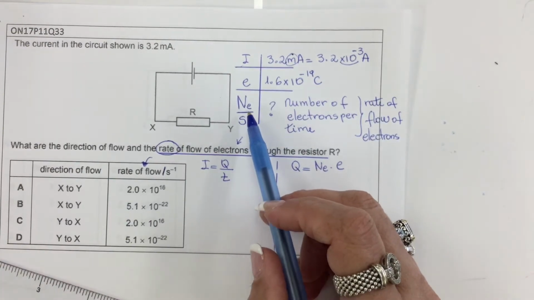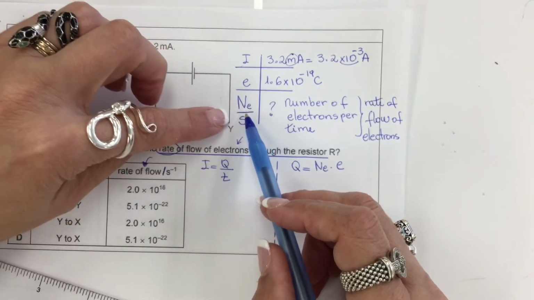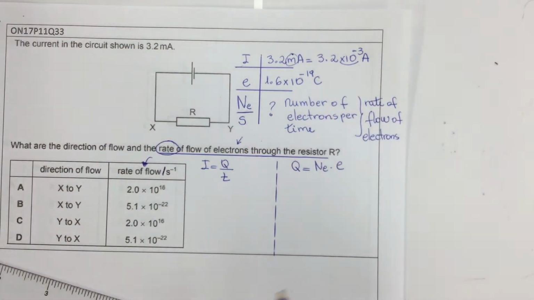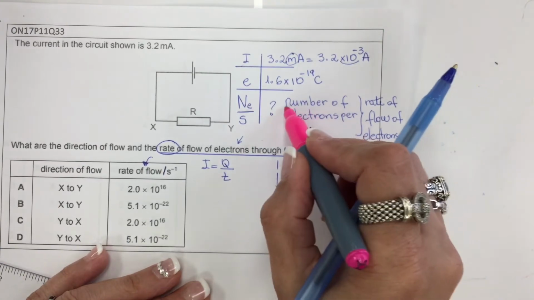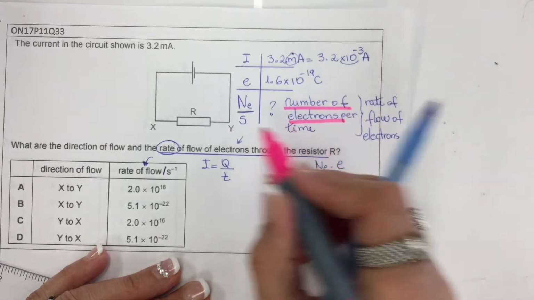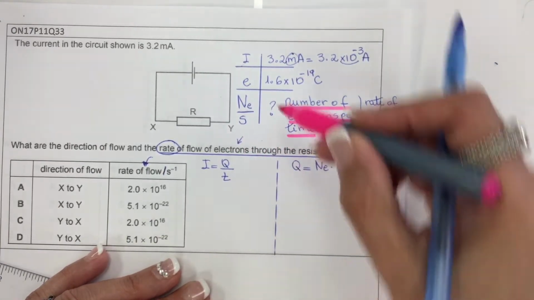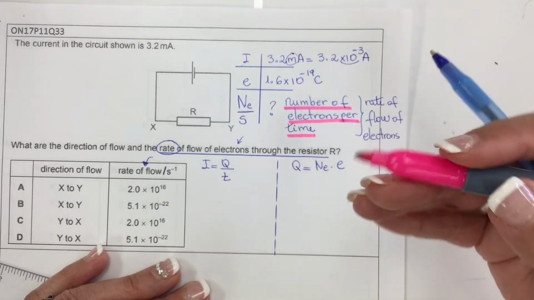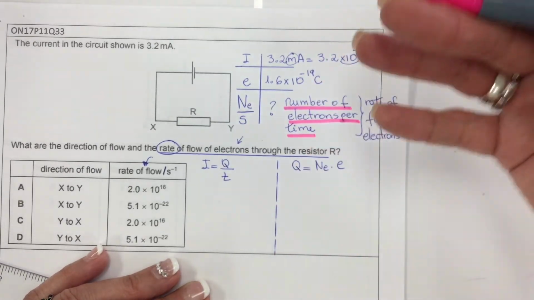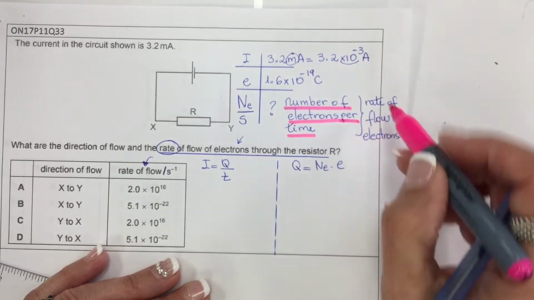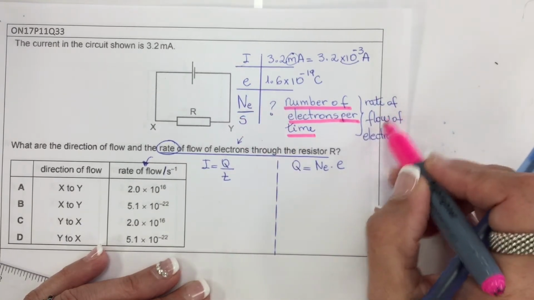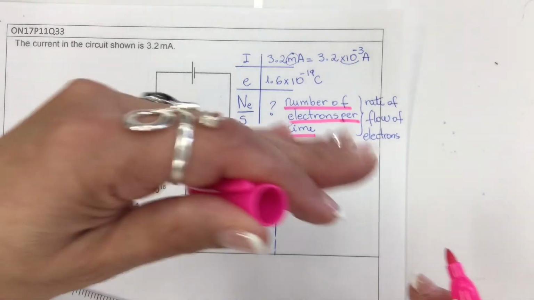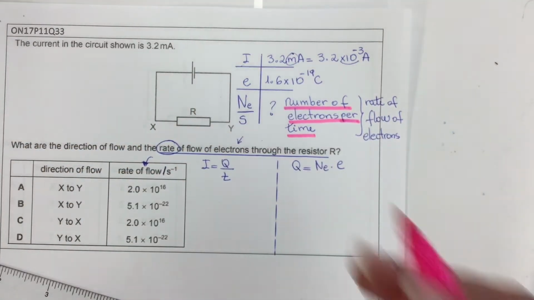Again, N sub E over S, that's what we are looking for. So this is NE, the number of electrons per second, because it's a kind of fraction. In terminology, how you talk about this is the rate, because it's over time, the rate of flow of electrons. How many electrons are passing through this resistor?